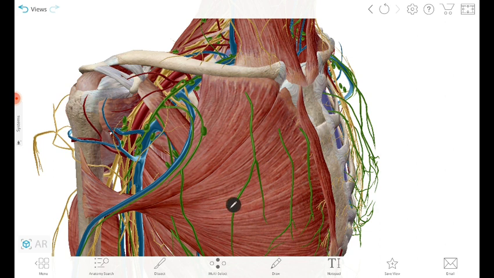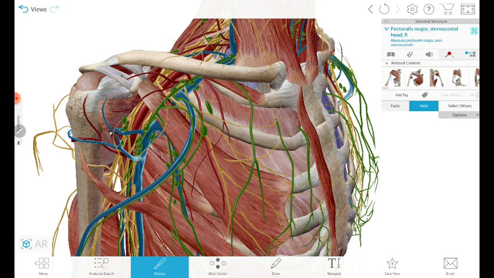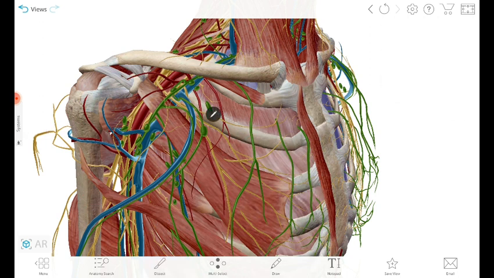So the pectoralis major forms the anterior boundary of the axilla, and a small portion is also contributed by this muscle over here. This is the pectoralis minor muscle. I'll remove the pectoralis major so that you can see the pectoralis minor muscle. So this here is the pectoralis minor muscle, also contributing to the anterior wall of the axilla.